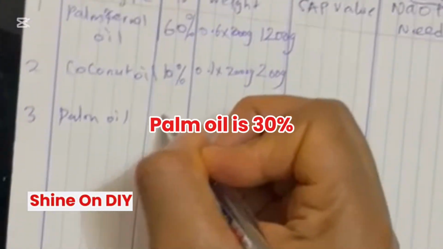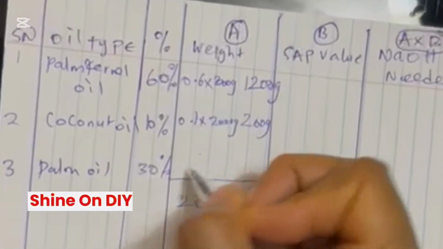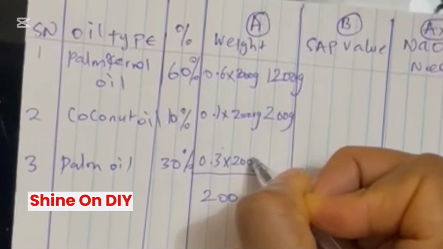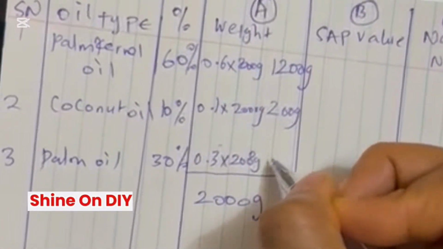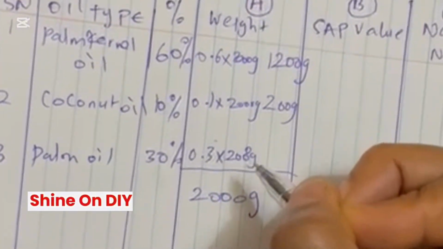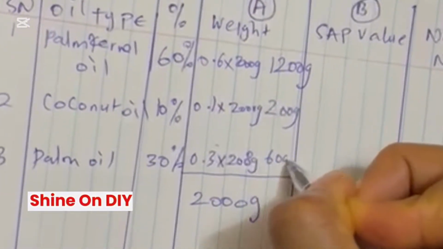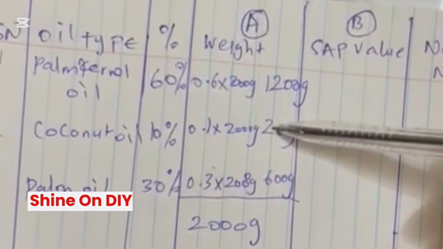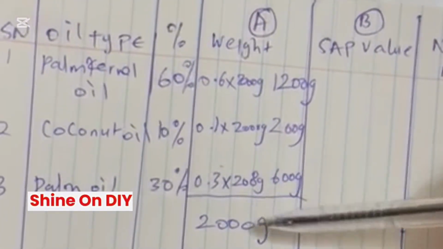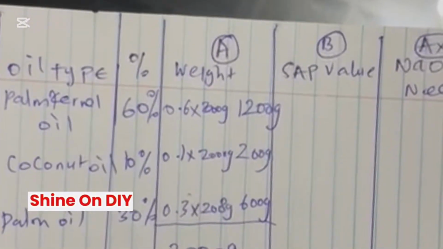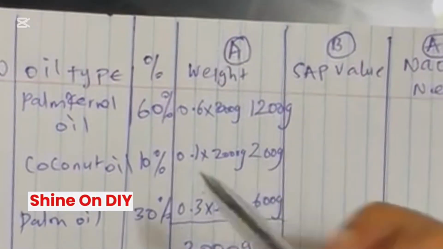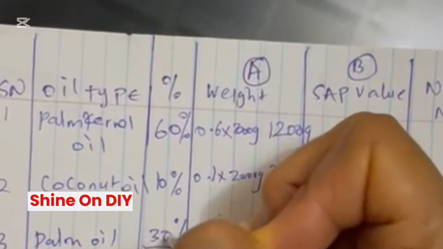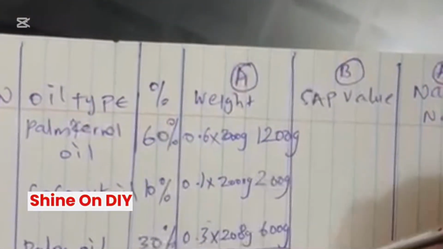And for palm oil, we'll be needing 30%. And 0.3 times 2,000 grams will give us 600 grams. And if we calculate it, 1,200 plus 200 will give us 1,400, plus 600, that's 2,000 grams in total. So now we have known our oil batch, and everything here is 100%. That's 60 plus 10, 70 plus 30, 100. So now we know our oil batch.